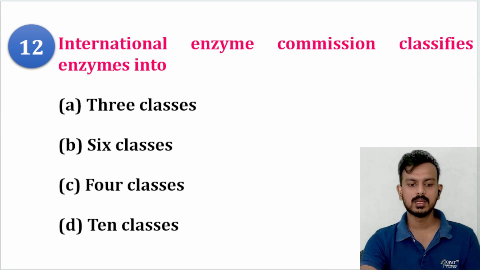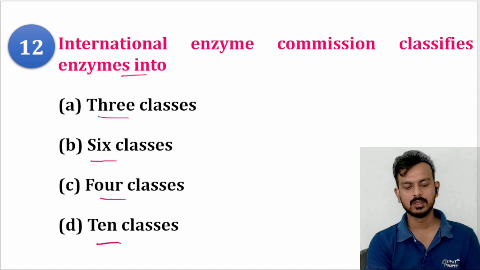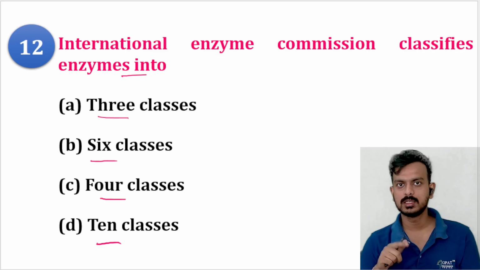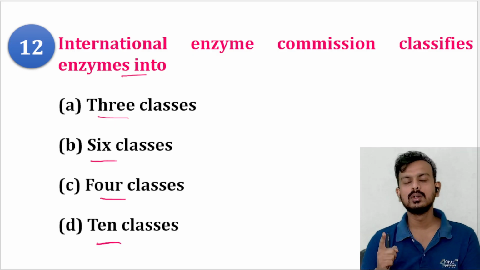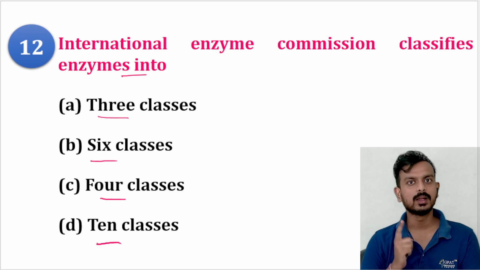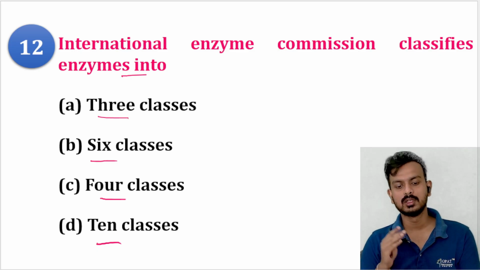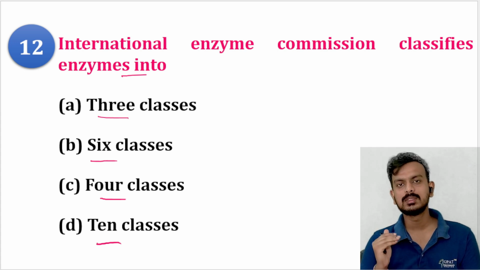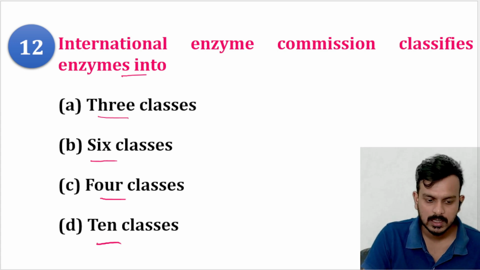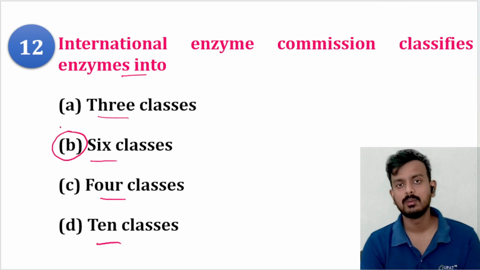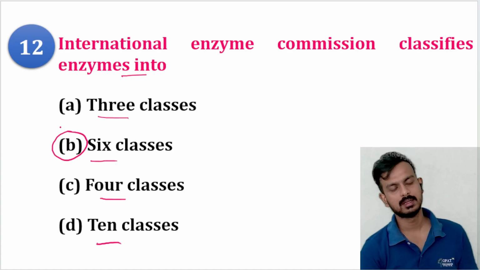International Enzyme Commission classifies enzymes into how many classes? 3 class, 6 class, 4 class, 10 class. I want to give one task. All of you, give all the class names according to the Enzyme Commission in your comment section. I will check how many of you have given the correct answer. According to the Enzyme Commission, we have 6 classes. Recently one class was modified and one more class has been added to the list, so currently there are 7 classes.